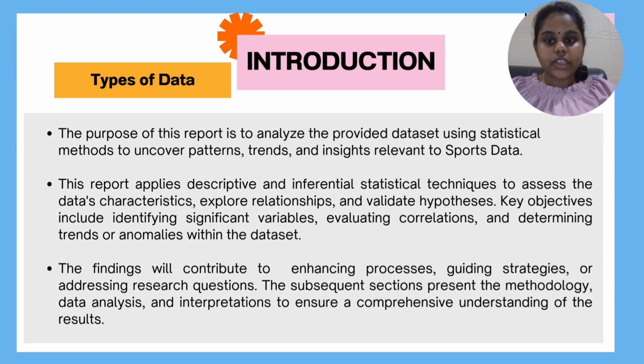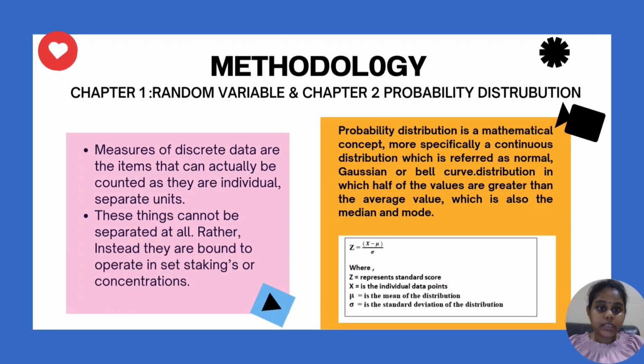For the first slide, introduction. The purpose of this report is to analyze the provided data set using statistical methods to uncover the patterns, trends, and insights relevant to sports data. We will also cover 6 chapters, which include random variable, normal distribution, sampling distribution, estimation, hypothesis, and simple linear regression. The findings will contribute to enhancing processes, guiding strategies, or addressing the research questions. The subsequent sections present the methodology, data analysis, and interpretation to ensure a comprehensive understanding of the results and each topic. And I will be explaining the chapter 1 and chapter 2 methodology.